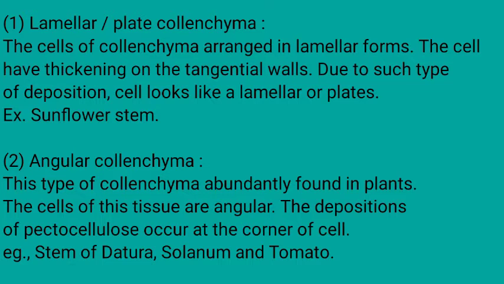Second one, angular collenchyma. This type of collenchyma is abundantly seen in plants. The cells of this tissue are angular. The depositions of pectocellulose occur at the corners of the cell. Examples, stems of datura, solanum, and tomato.